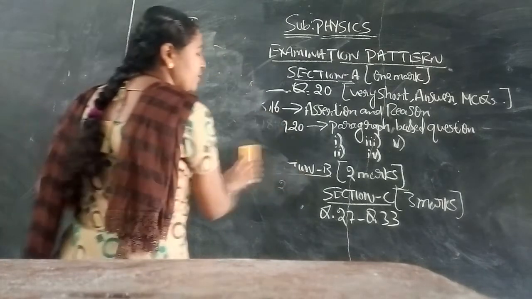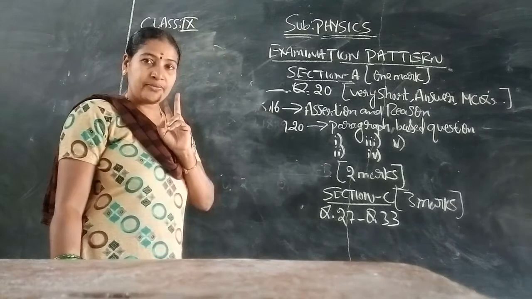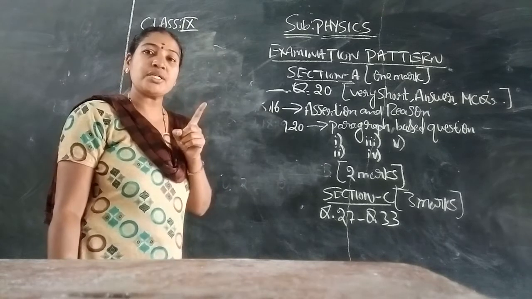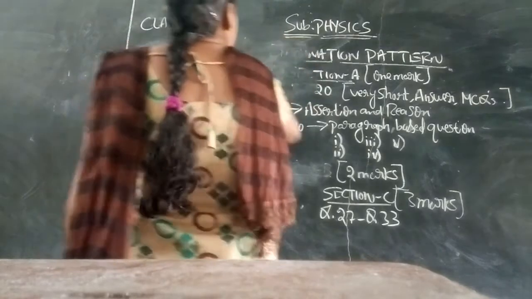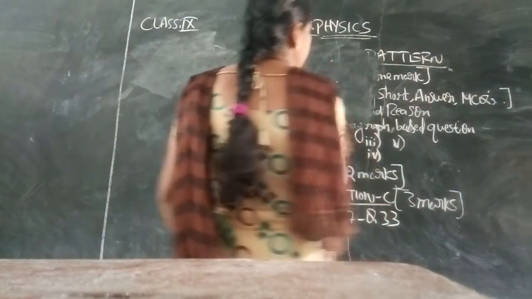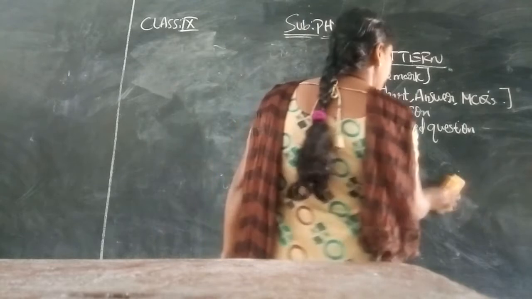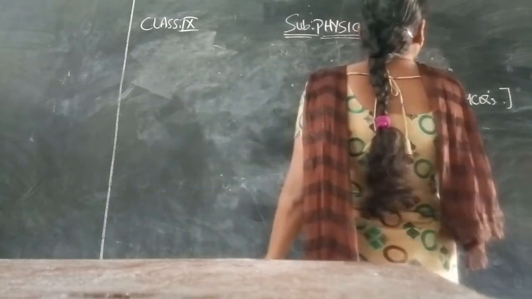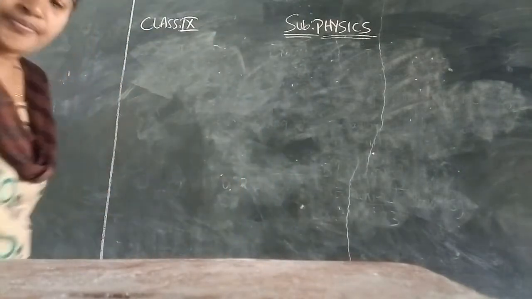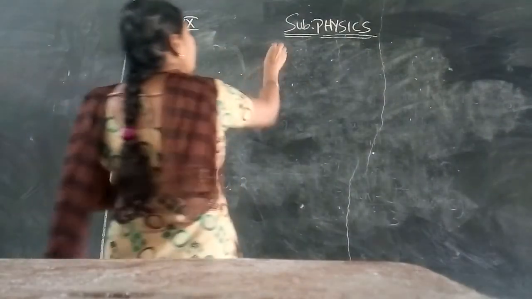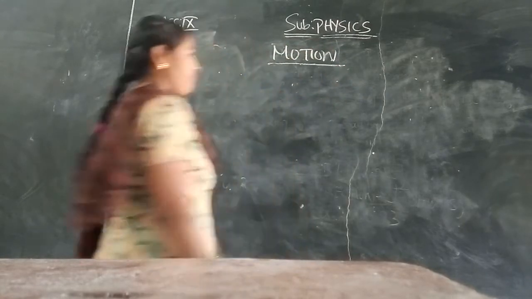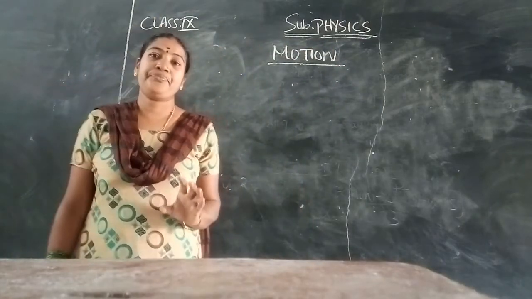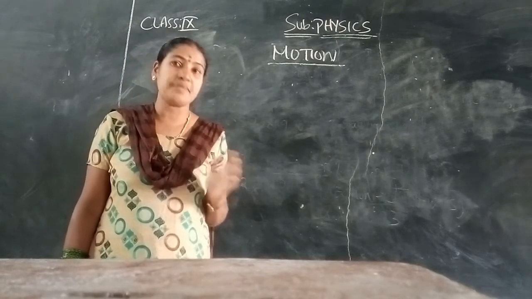So how many lessons have I given, children? 2 lessons I have given from the physics part, that is the motion, and the second one is force and the laws of motion. So now let me revise the lesson motion. Okay, in the motion lesson, I have already explained the definition of motion.